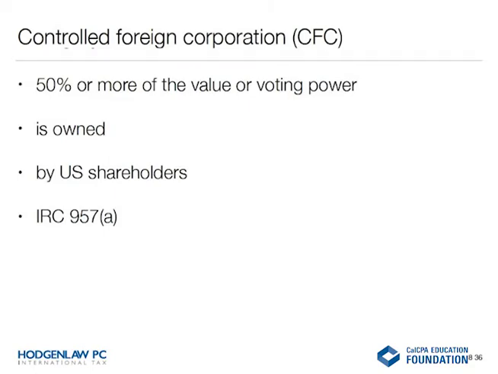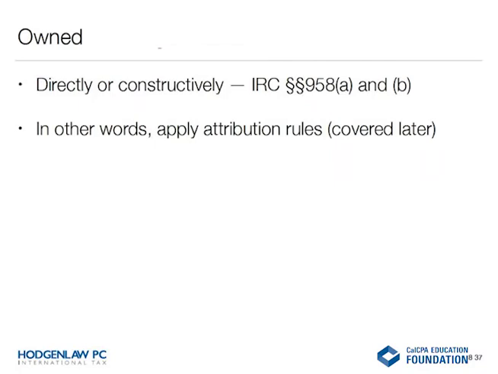Now, let's take a look at what we mean by controlled foreign corporation. This is one of those terms that I think we need to define. This is when 50% or more of the value or voting power is owned by U.S. shareholders. And I put this sentence on different lines because we're going to look at what the words owned and U.S. shareholders mean. Owned, of course, means directly or constructively, meaning apply the attribution rules, which we're going to cover in a little while.